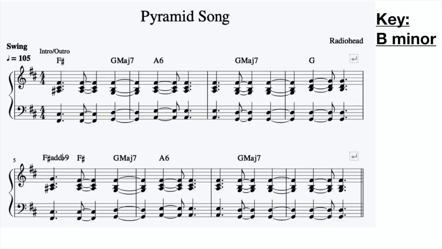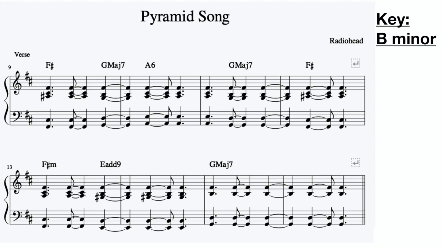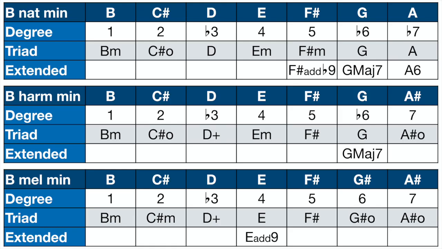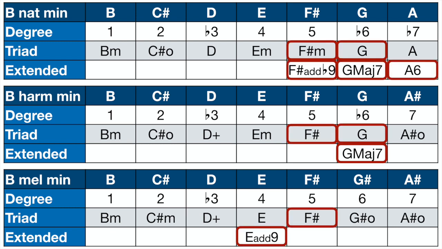Before we talk about modes, let's assume that Pyramid Song is in the key of B minor. In the intro, we have the chords F sharp major, G major 7, A6, G major, and F sharp add flat 9. In the verse, we have the additional chords of F sharp minor and E add 9. Now let's list all the possible chords that can be derived from our three B minor scales. You'll notice that all the chords used in the song are found in one of these three scales.